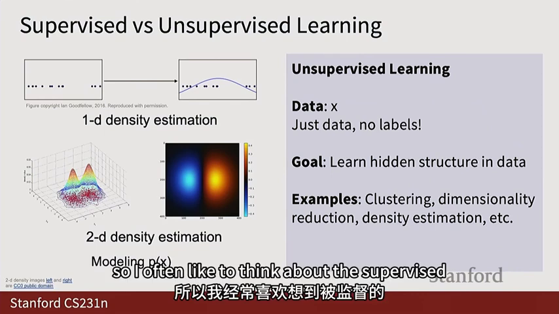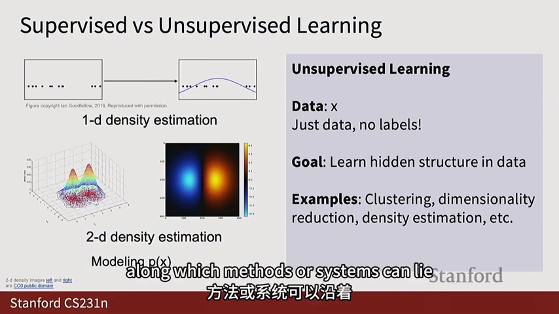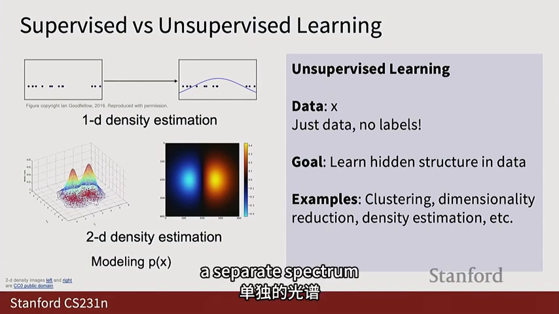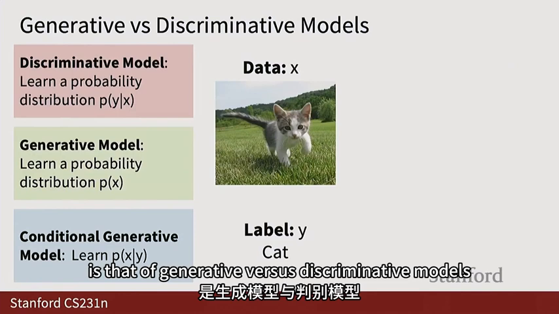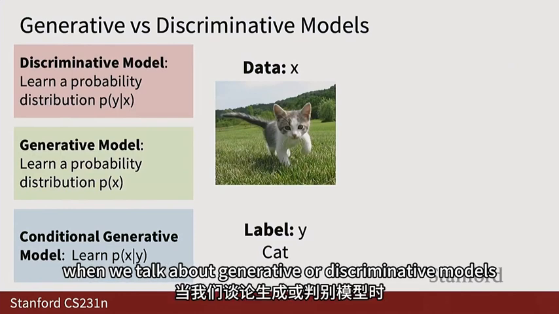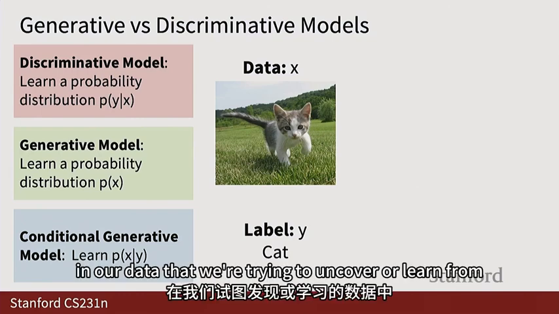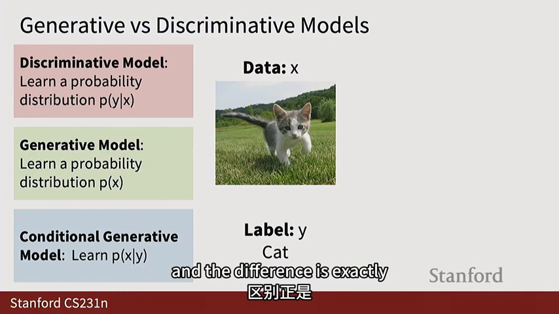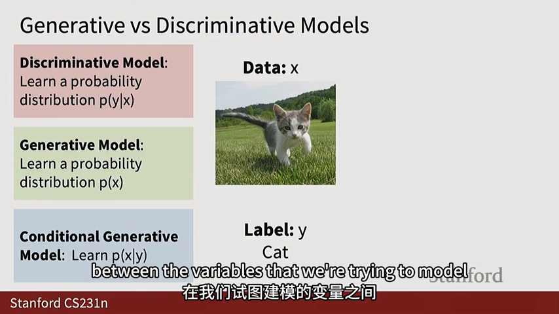So I often like to think about the supervised-unsupervised dichotomy as one spectrum along which methods or systems can lie. A separate spectrum along which we can classify systems or tasks is that of generative versus discriminative models. And these are inherently probabilistic. When we talk about generative or discriminative models, we're always imagining some kind of probabilistic structure in our data that we're trying to uncover or learn from. And the difference is exactly what is the probabilistic relationship between the variables that we're trying to model.